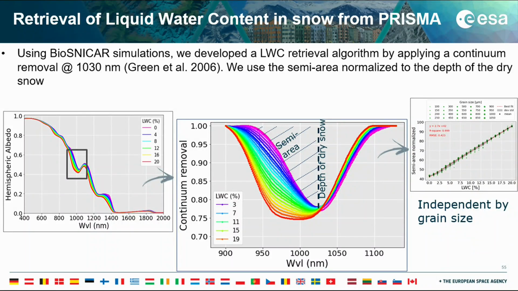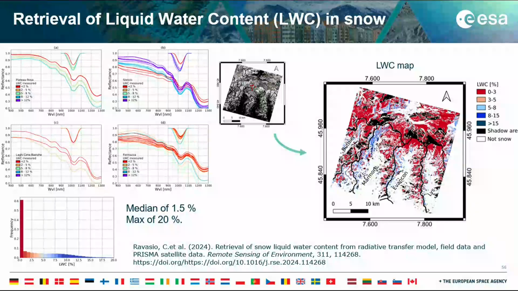So this is how we built the model. We calculated the semi-area normalized by the depth of this absorption feature. I will go fast on this, but what we were interested in is not being influenced by the grain size. The grain size is the integral of the whole absorption feature, but we are interested only in the leftward shift. So we normalize for the depth of this absorption feature. So we went to several field campaigns to understand if, when we measured the liquid water content with a sensor, the shift was displayed also in the spectroscopy data, and this was true.